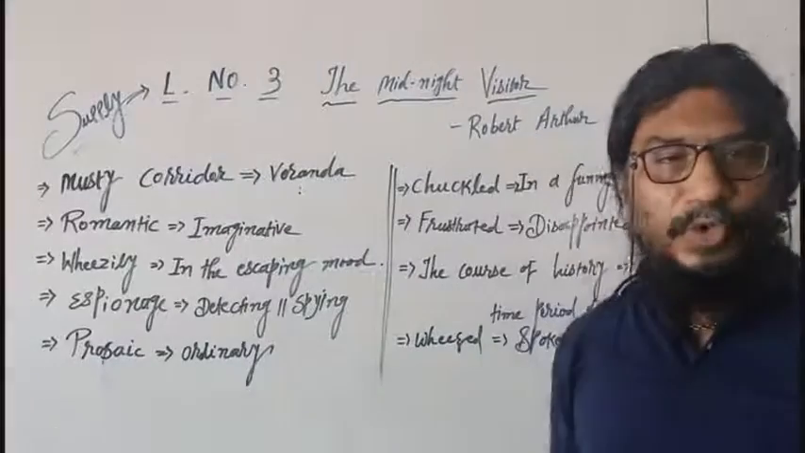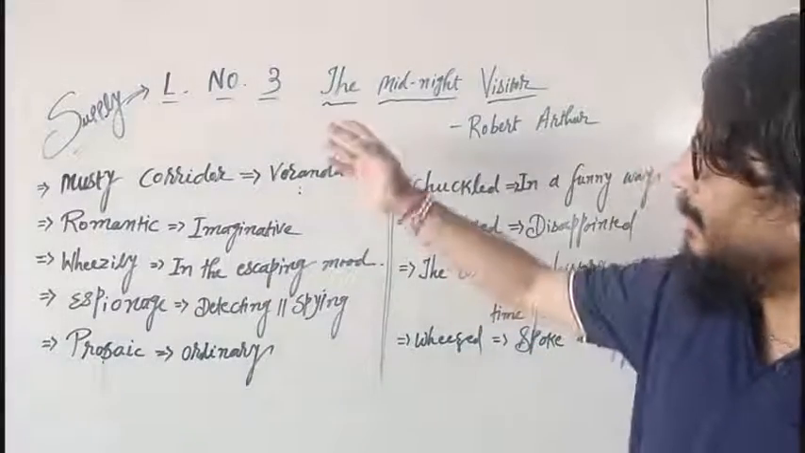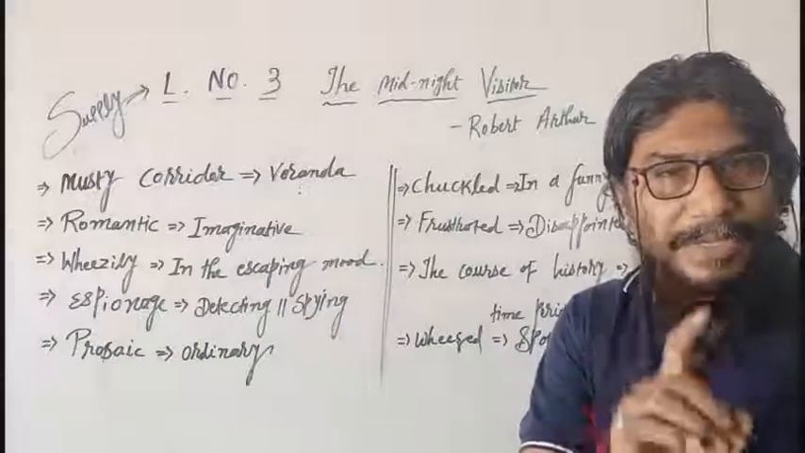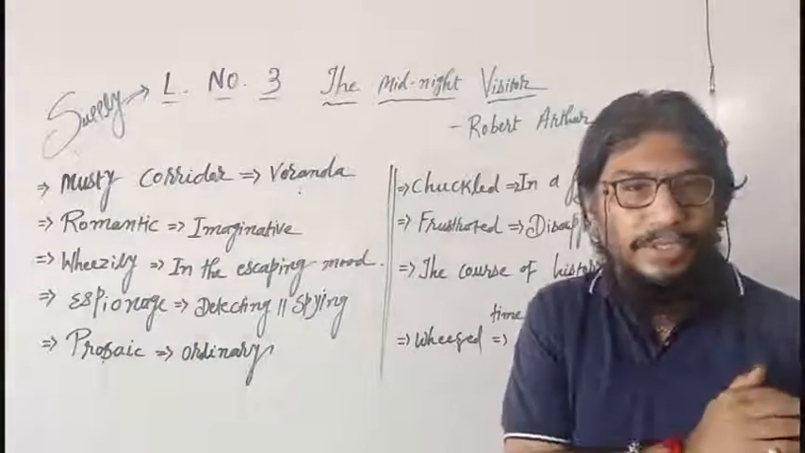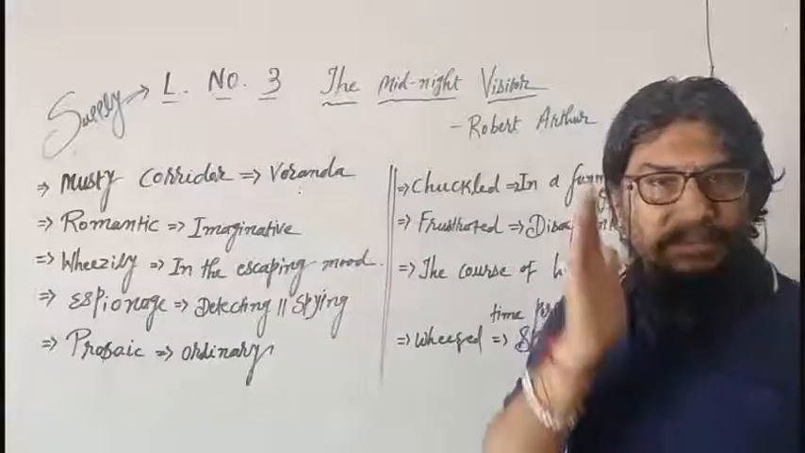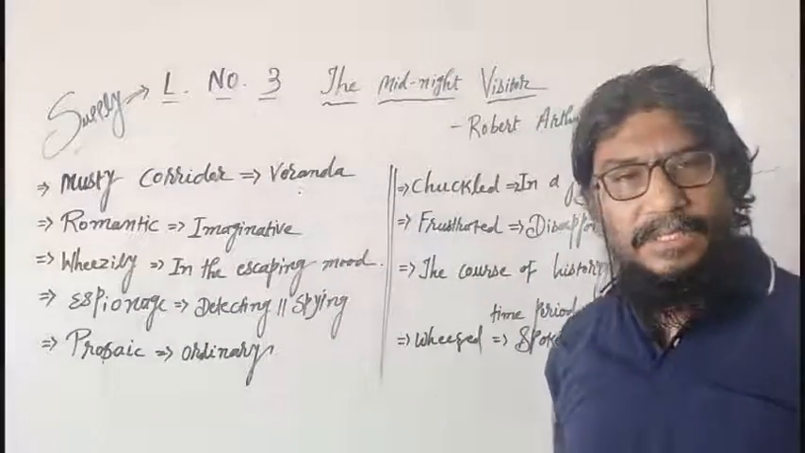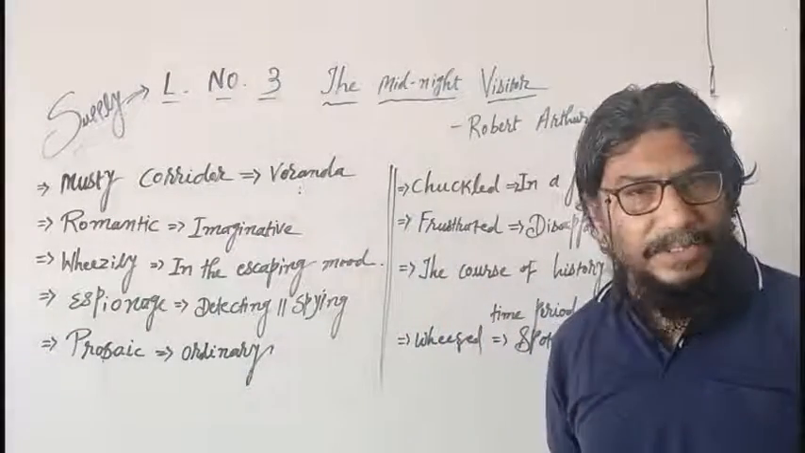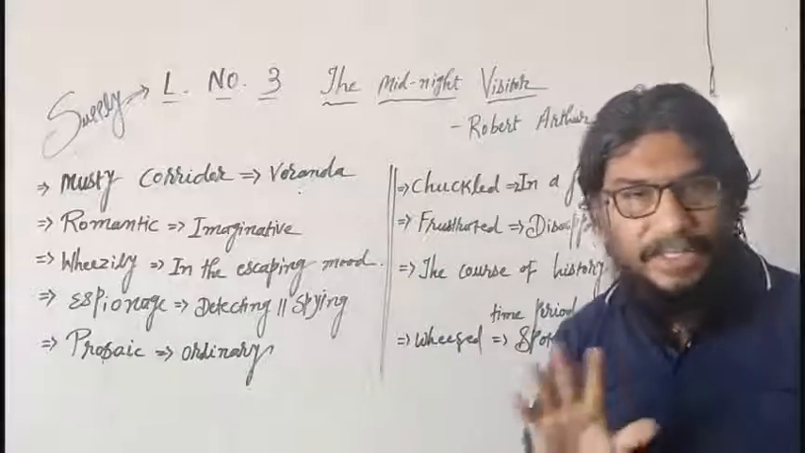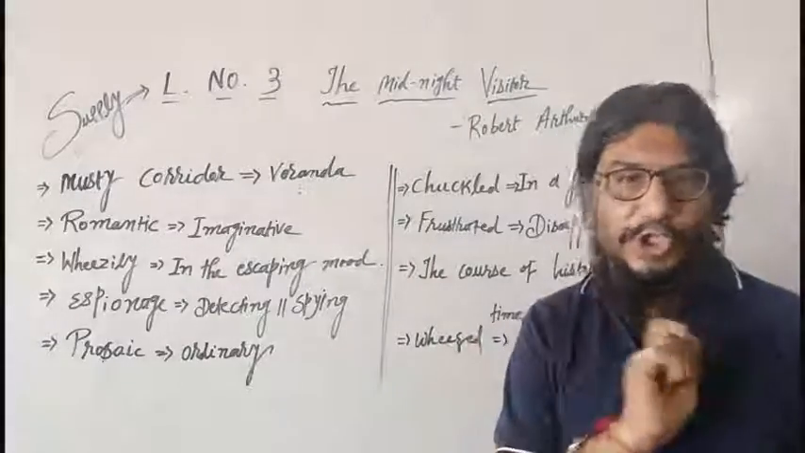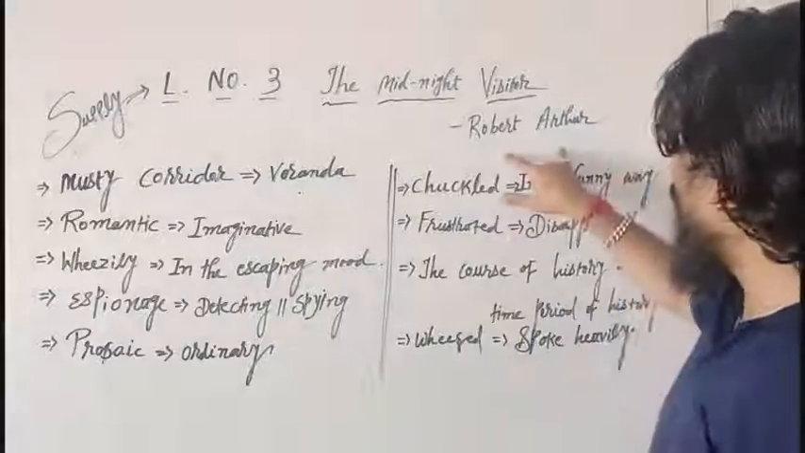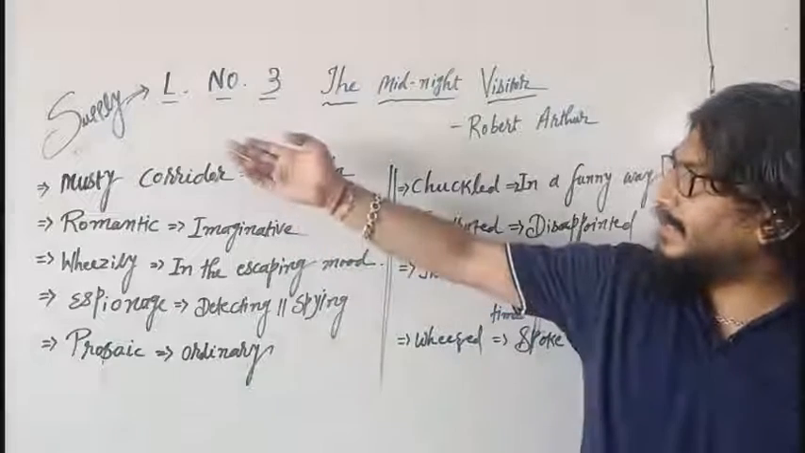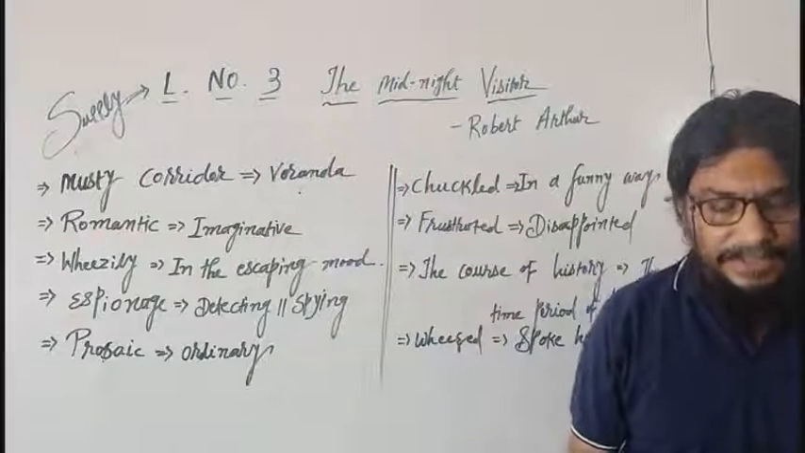Dear student friends, let's move ahead with supplementary lesson number 3, The Midnight Visitor. Perhaps you have completed this lesson in 8th standard, in the Oxford book. Once again we are moving ahead with the same lesson, the same theme, the same content. There is not a single word changed. The writer is Robert Arthur.